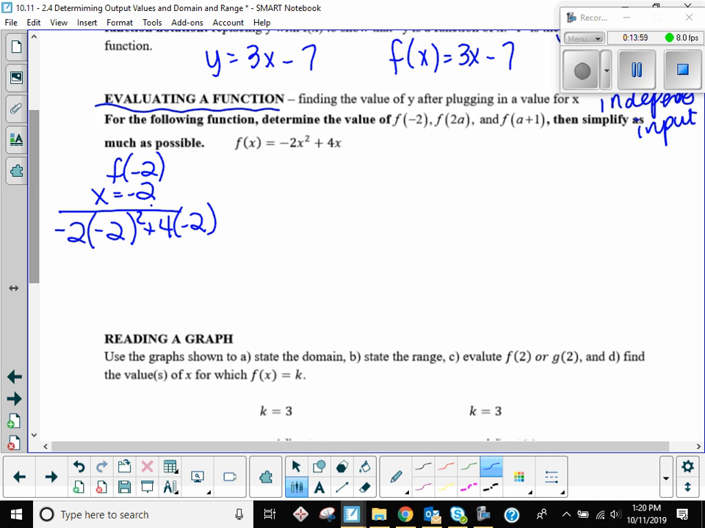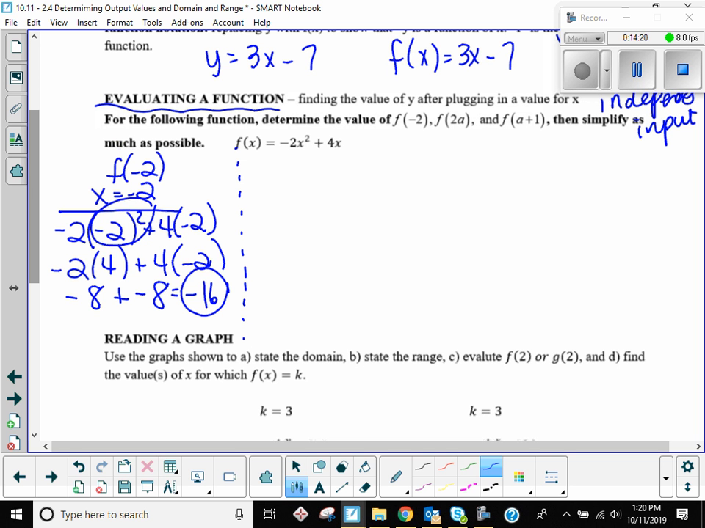Exponents, so following your order of operations, you do this first. Negative 2 squared is positive 4. Multiplications next means a negative 8 here plus a negative 8 there. And that is negative 16. All right. So when x is negative 2, what is y? Negative 16. That's exactly right, okay? When your input's negative 2, your output is negative 16.